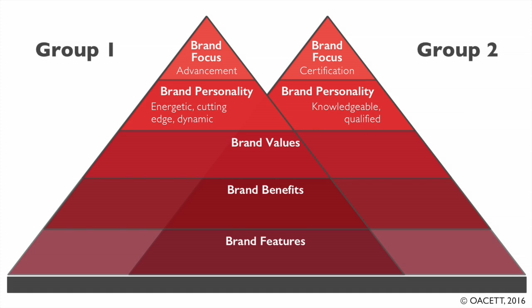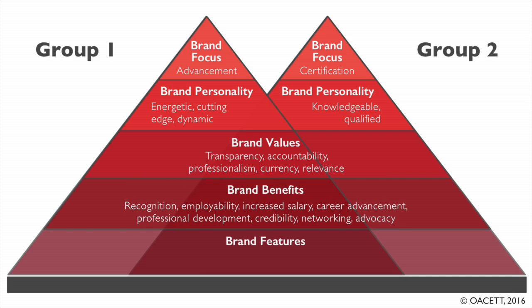Okay. Then going down to the brand values, we started to get more agreement among the 2 groups here. So some brand values were transparency, accountability, professionalism, and currency, meaning it is current or up to date, and relevance. Then the next layer down, we had a lot more agreement among the 2 groups for the brand benefits. So words they came up with were recognition, employability, increased salary, career advancement, professional development, credibility, networking, and advocacy.